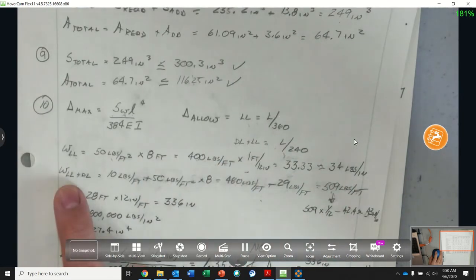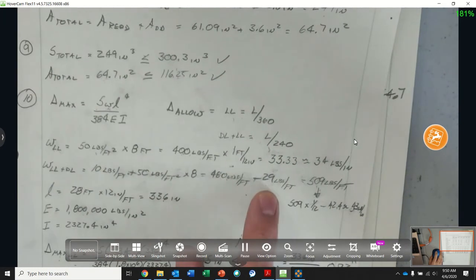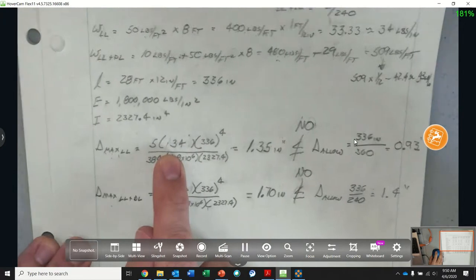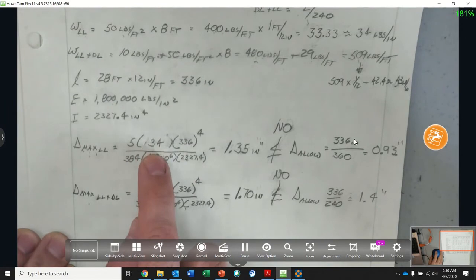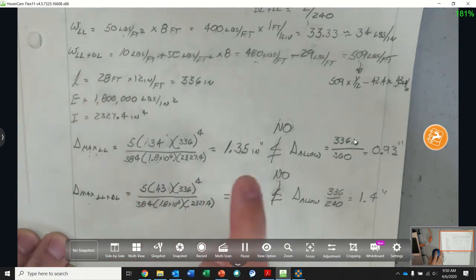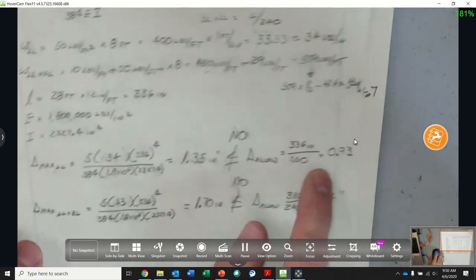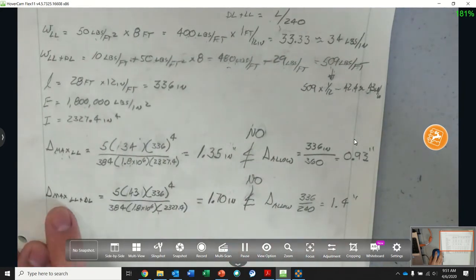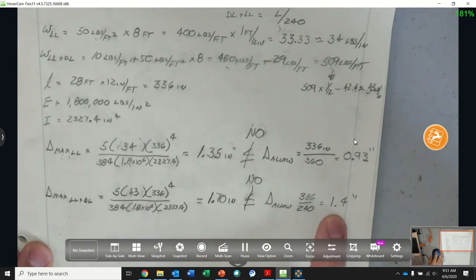And then the live load plus the dead load is 10 plus 50 times 8, plus the weight of my beam, and then divide that by 12, I get 43. Now when I corrected that and put this number in here, I was confused about why I was getting very large numbers, because obviously this number right here was wrong. So I get 1.35 inches, which is still greater than the 0.93 inches allowable. And on the live load plus dead load, I get 1.7 inches, which is greater than 1.4 inches.